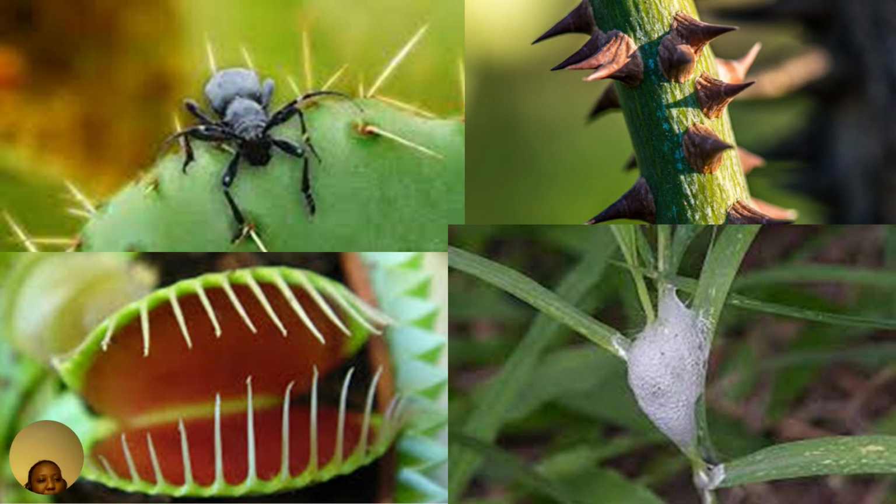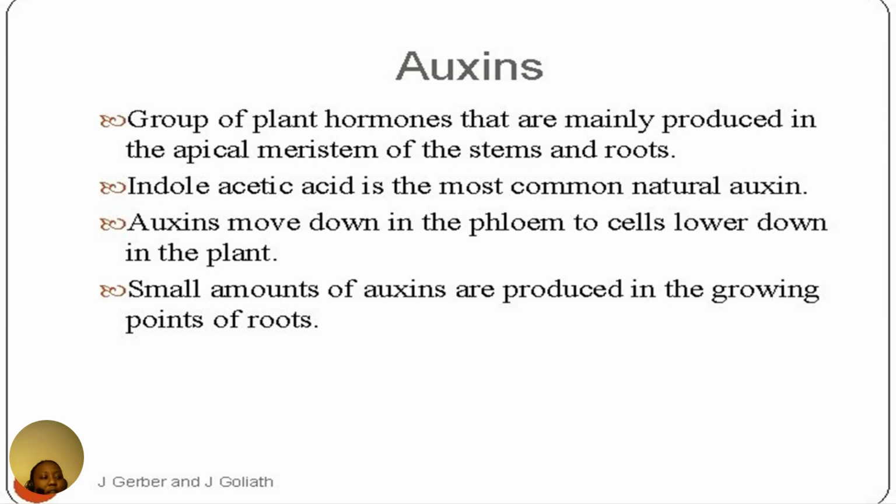Hormones are very important in the life cycle of a plant. So now let us look at the different hormones. The first one is the auxins. When you're looking at this section, you must keep in mind that there are two types of hormones. There are hormones that promote growth. Then there are hormones that inhibit growth.